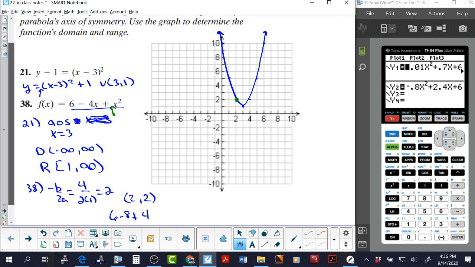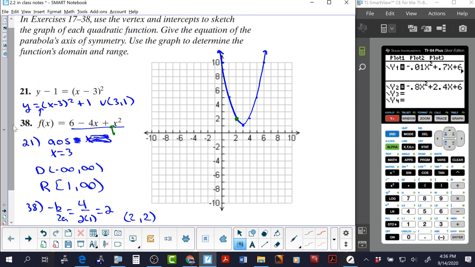A is positive 1, so again, it's just like x squared. So over 2, up 4: 1, 2, 3, 4, and we're not going to quite fit over 3 and up 9, but there it is. Give the equation of the parabola's axis of symmetry. Well, x is equal to 2 is the axis of symmetry, and use the graph to determine the function's domain and range. So the domain is negative infinity to infinity, and the range is 2 to infinity.